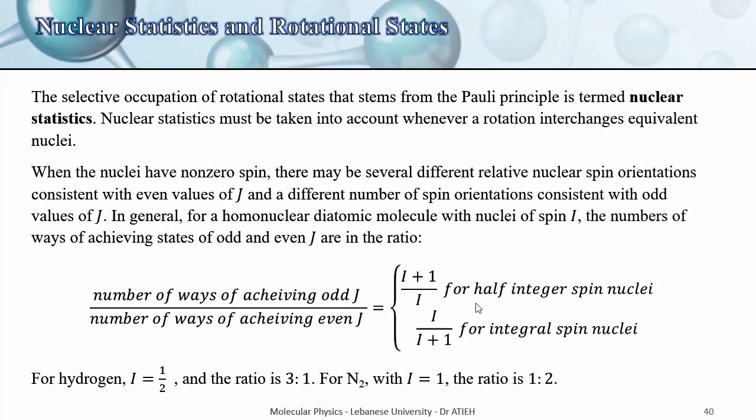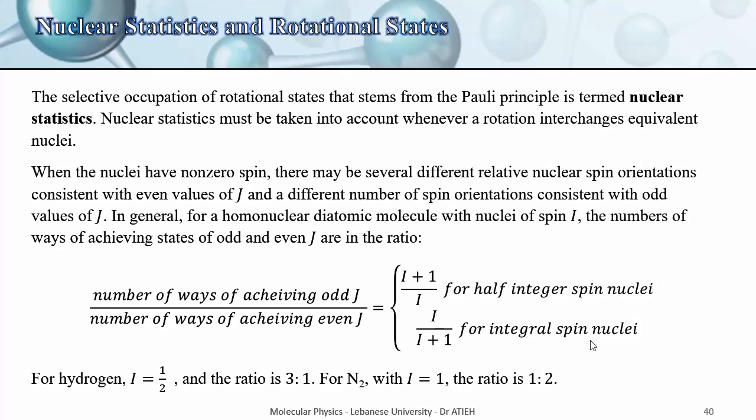So some combinations of spins make the atom have even values of J, and some combinations of spins make the atom have odd values of J. They have found that for a homonuclear diatomic molecule with nuclei of spin I, the numbers of ways of achieving states of odd and even J are in the ratio: the number of ways of achieving odd J, meaning the number of states in which molecules have odd J, over the number of ways of achieving even J, equals I plus 1 over I for half integer spin nuclei and I over I plus 1 for integral spin nuclei.